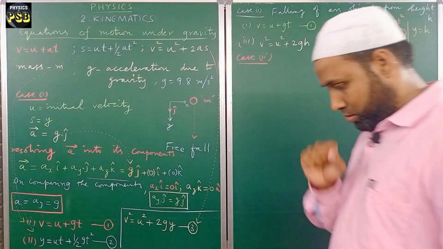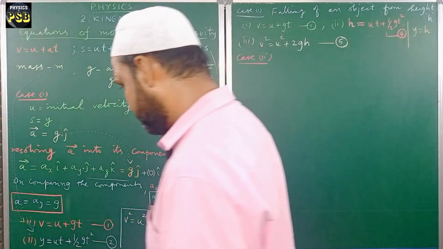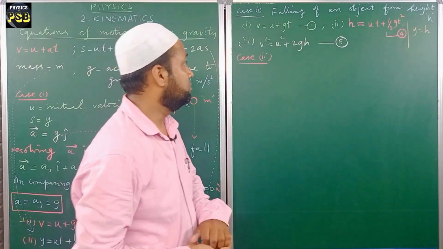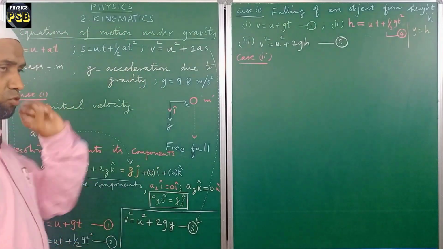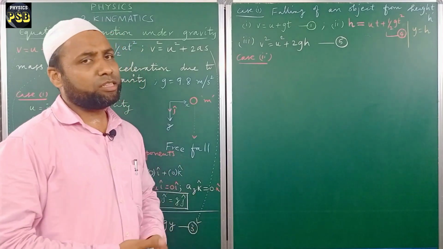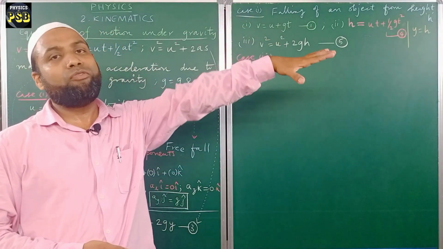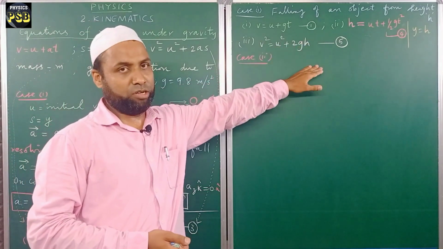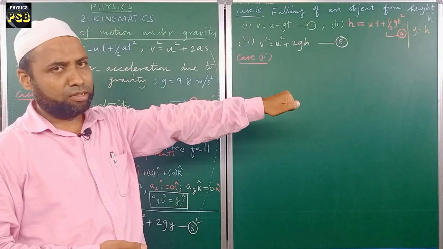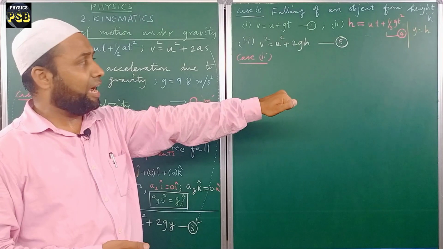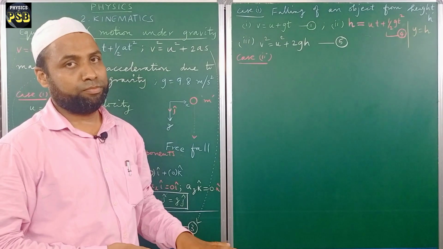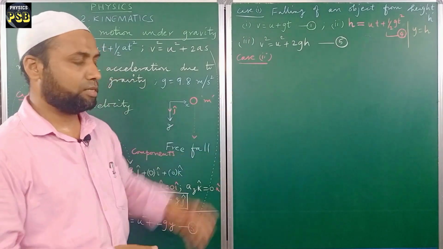Here I consider that the object is thrown. In the first case we threw the object with some initial velocity. In the second case, I consider that the object is dropped from a certain height, say h. So initially, when the object is kept at height h, the velocity of that object is 0. Initial velocity is taken as 0 in such a case.